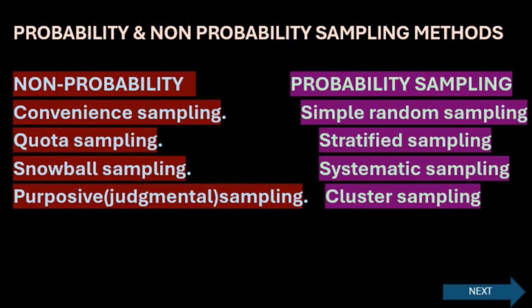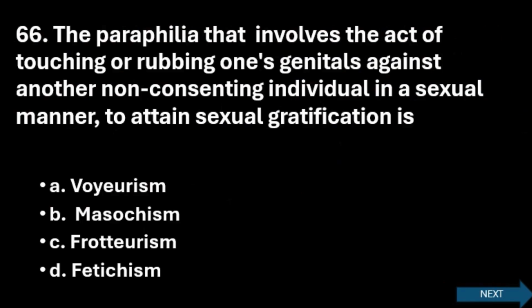The paraphilia that involves the act of touching or rubbing one's genitals against another non-consenting individual in a sexual manner to attain sexual gratification is: option A, voyeurism. Option B, masochism. Option C, frotteurism. Option D, fetishism. The right answer here is option C, frotteurism.